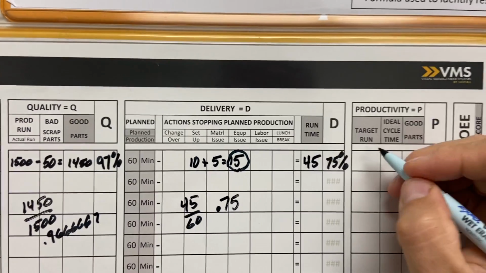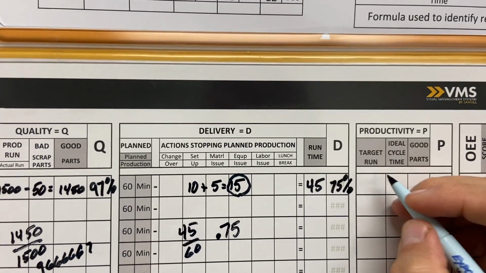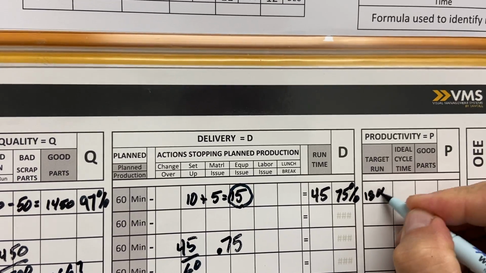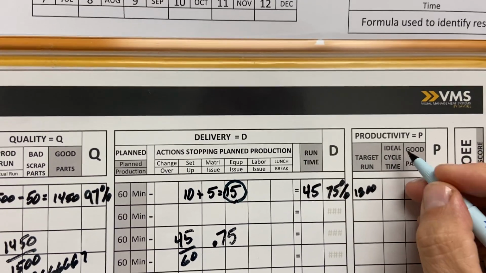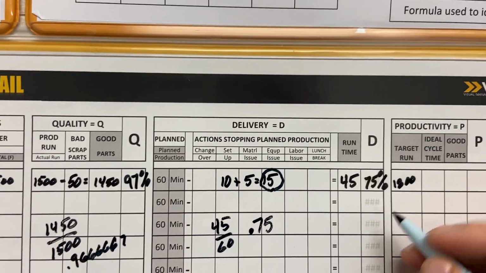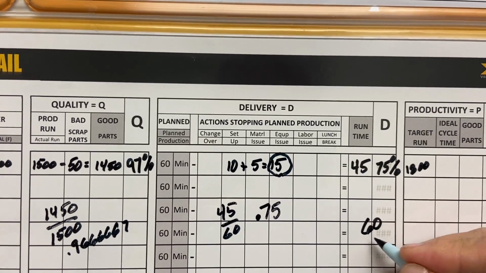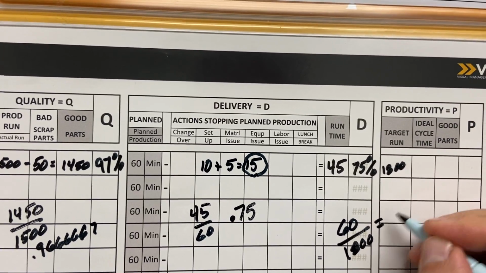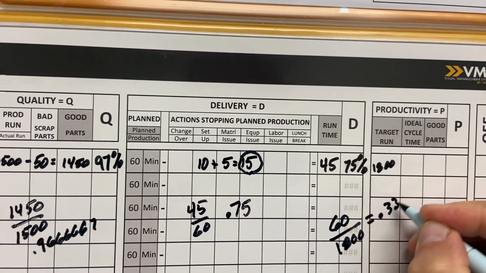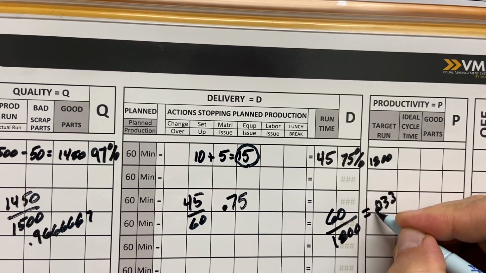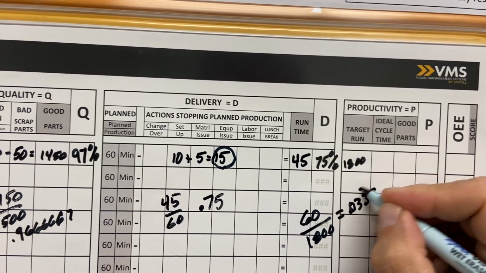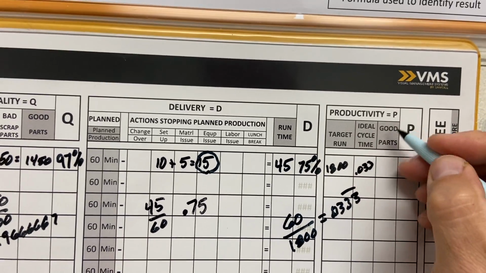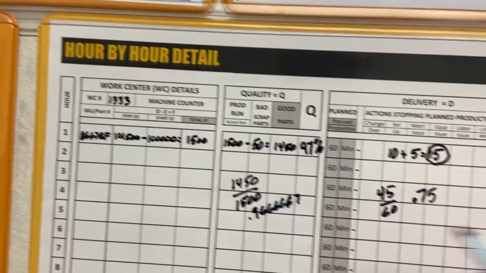Let's look at our target run. This machine, the 775, is capable of running 1,800 pieces an hour. So let's put in 1,800 right here. Our ideal cycle time is basically 60 minutes divided by 1,800. If you plug that into your calculator, it's going to equal 0.0333. And it's going to go on for good. So 0.033. So our good parts is right back here, 1,450.